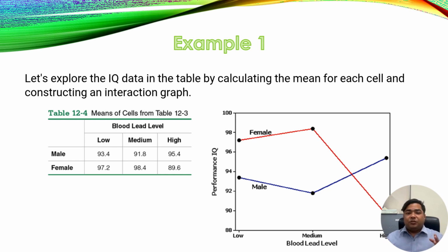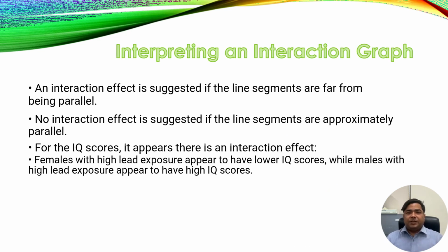This will help us construct an interaction graph to visualize potential patterns or effects between gender and blood lead levels on intelligence quotient scores. An interaction effect is indicated when line segments deviate from parallelism. In the intelligence quotient scores data, females with high lead exposure show lower intelligence quotient scores, whereas males with high lead exposure exhibit higher intelligence quotient scores, suggesting an interaction effect.